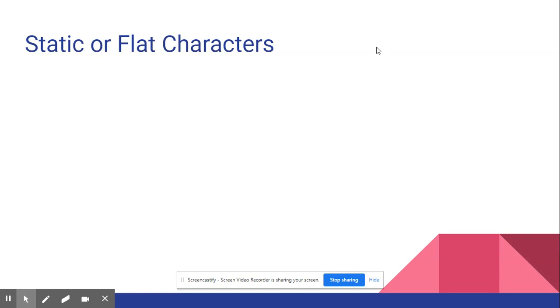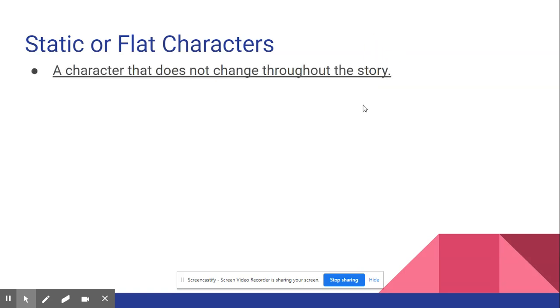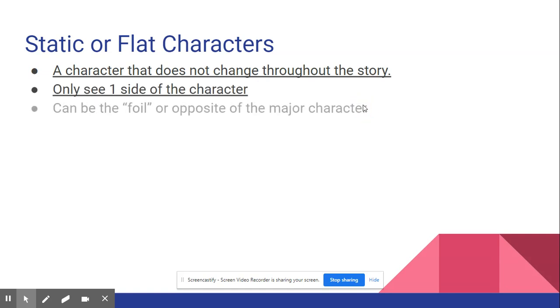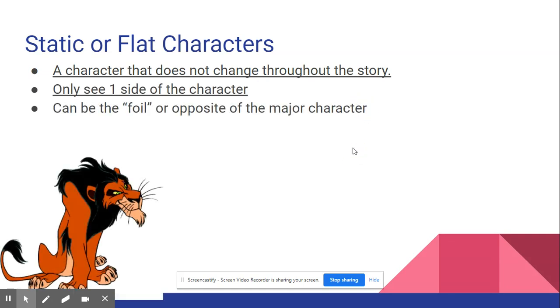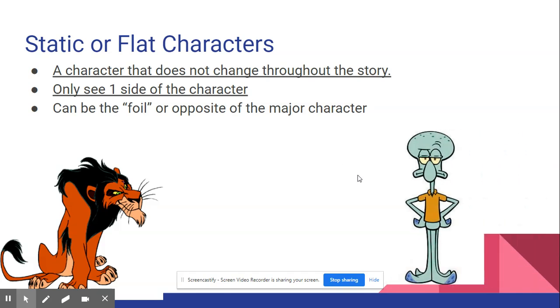Static or flat characters are the exact opposite. They're characters that do not change throughout the story. We only see one side of them. They can be the foil or the opposite of major characters. So, like Scar from The Lion King, both the cartoon, which is better than the real version. Sorry, not sorry. He doesn't change. He's evil. He wants to be king. Or Squidward, he doesn't change. And if he does change, it goes back to being the same thing in the next episode.